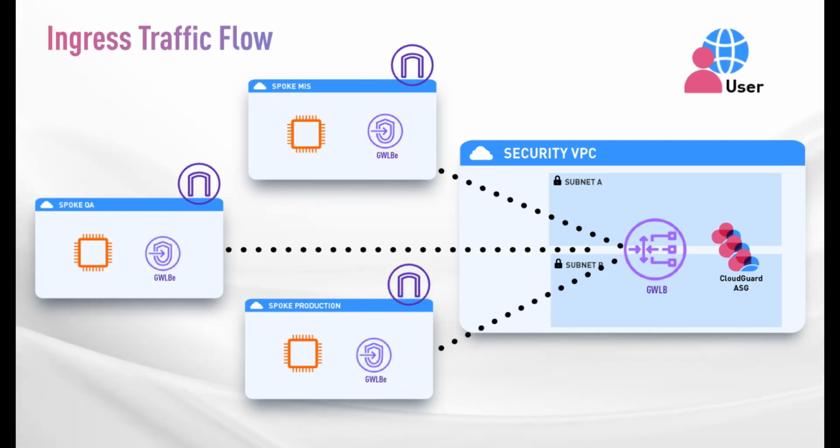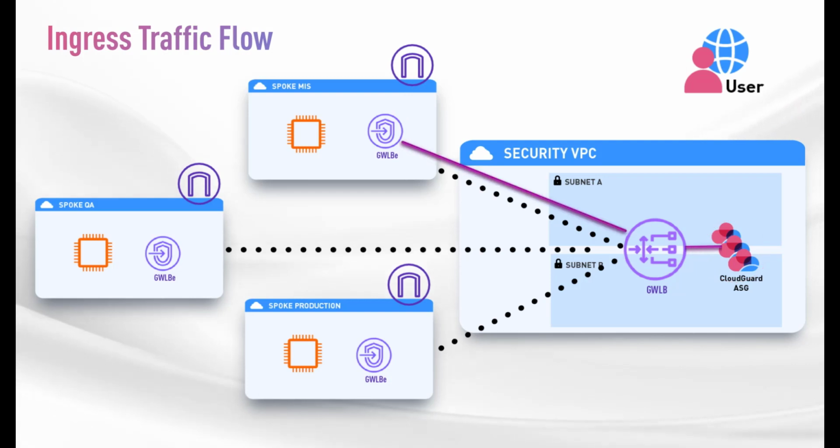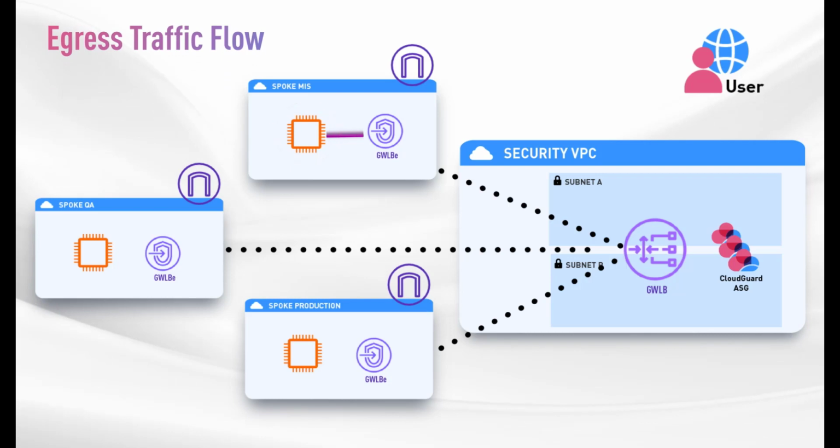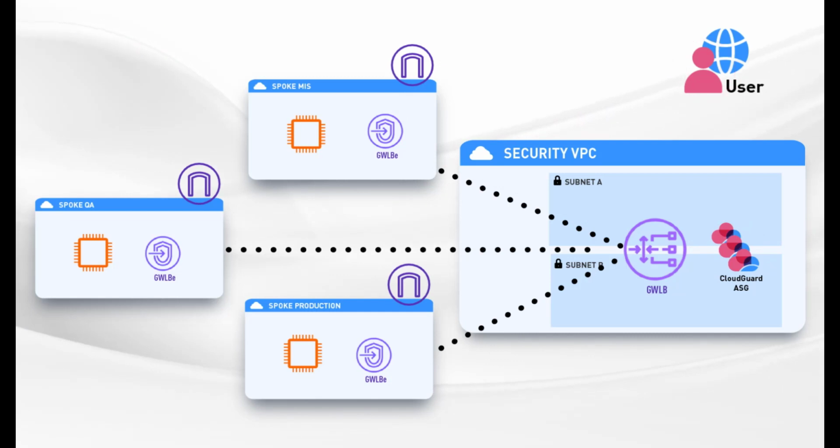Take a look on the traffic flow for the ingress traffic. Now let's see the traffic flow for the egress traffic. The disadvantage of this solution is that you cannot route east-west traffic to be inspected by this solution.